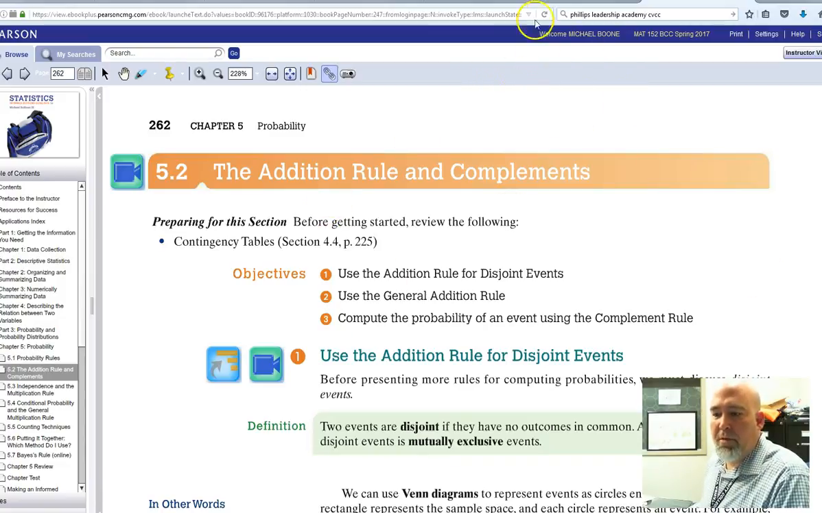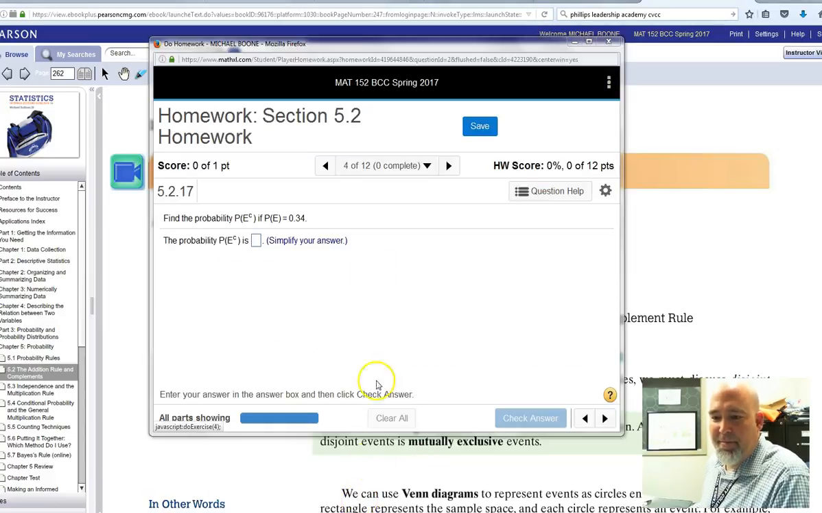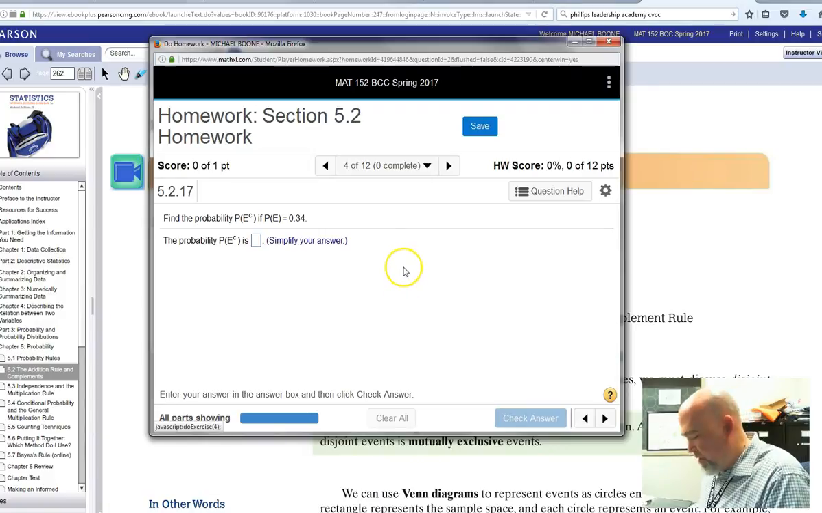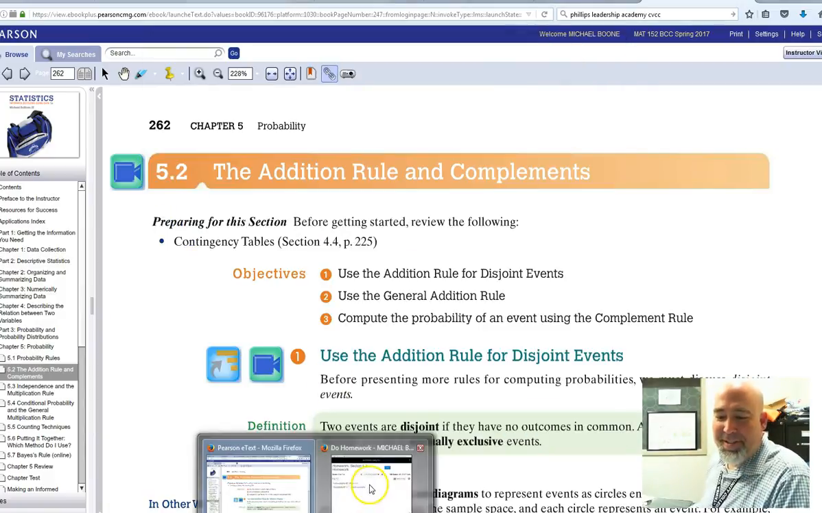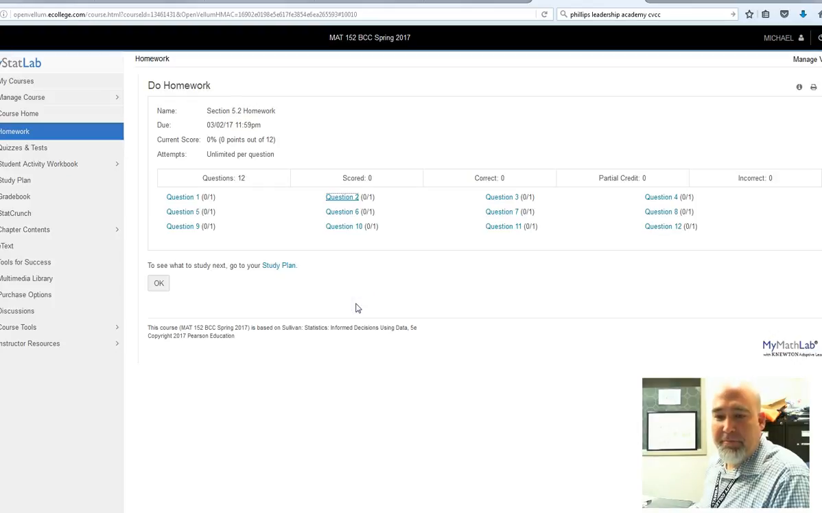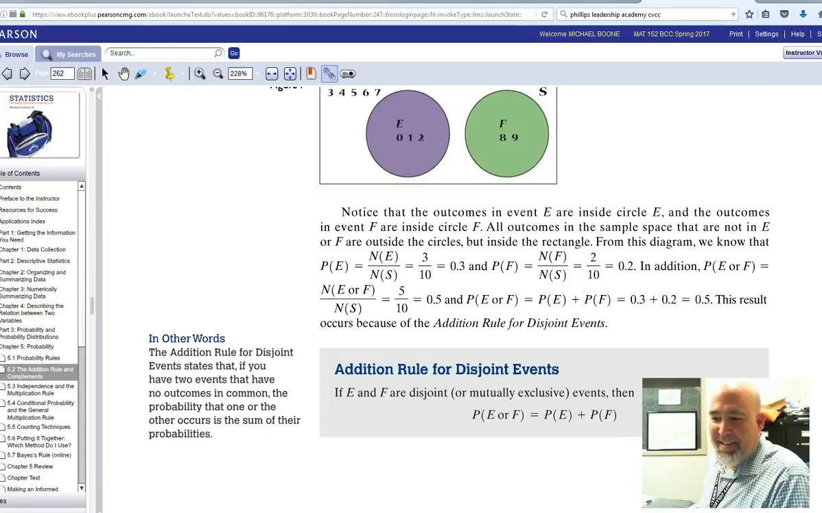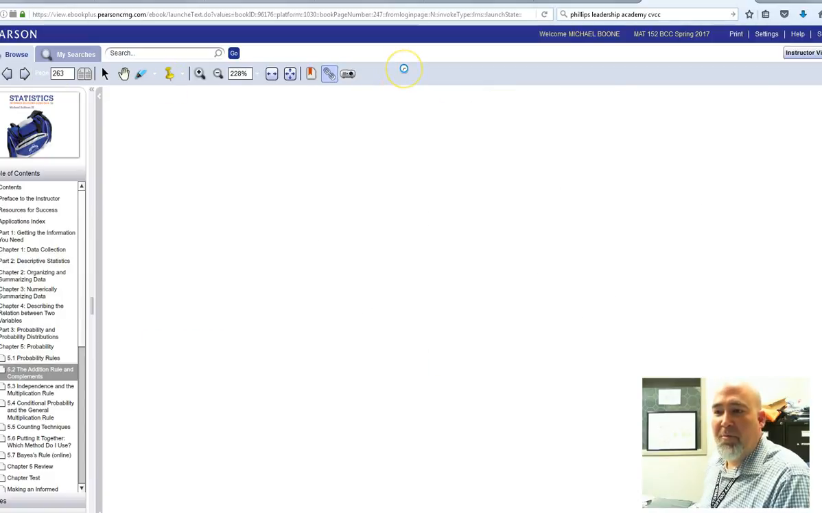Trying to scroll down, it's not letting me scroll right now. But hopefully we can look at some of these questions. I think it's going to let me scroll now. There we go. We have Venn diagrams, and we have this addition rule for disjoint, and then an addition rule for overlapping regions, so not disjoint, which will be on this next page.